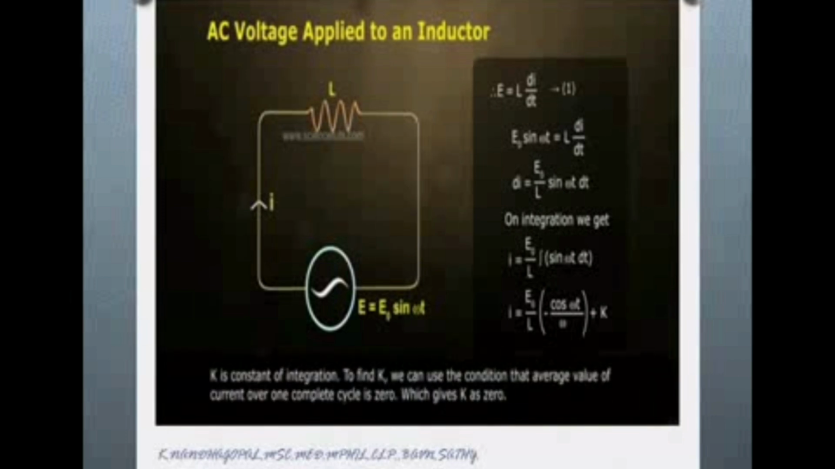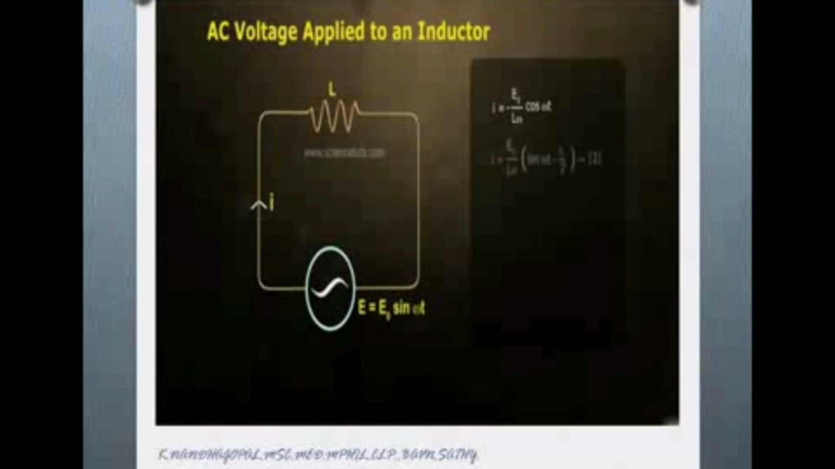So after integrating that, you will get this value. So we can use the condition that the average value of current over a complete cycle is 0, which gives K as 0. So that's why we are going to neglect that constant value. Now we see that E0 by L omega cos omega t is there, but the voltage is in sine value, so we have to convert that cos theta into sine theta. So sine omega t minus pi by 2.